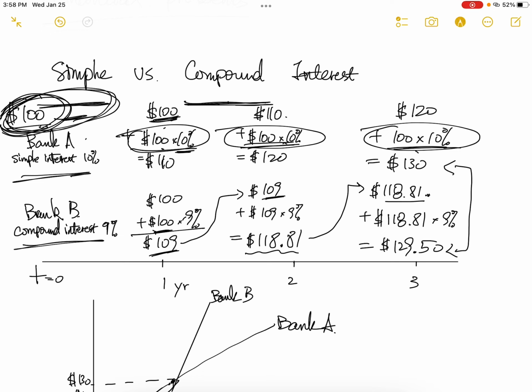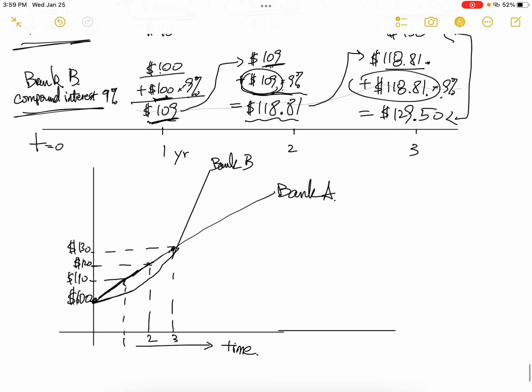So the first year is going to be 100 times 9%. The second year, the interest is going to be 9% times whatever money you already have. Not the original $100, but the amount that you have in your hand times 9%. And third year, again, same thing. So for that reason, we have this graph here.